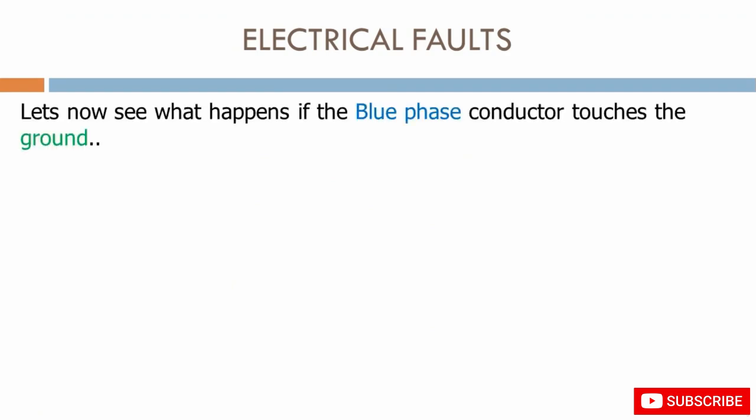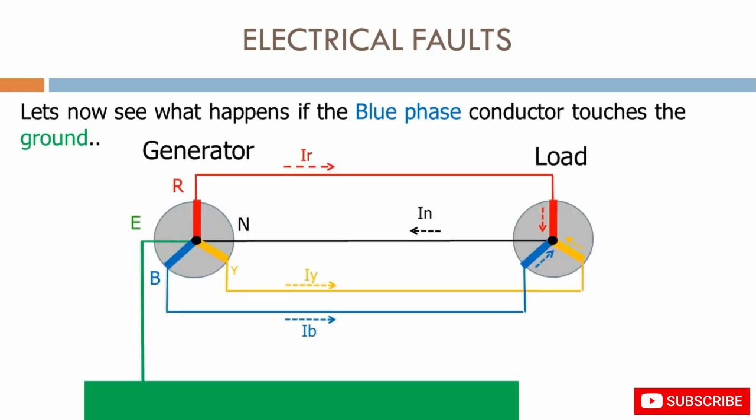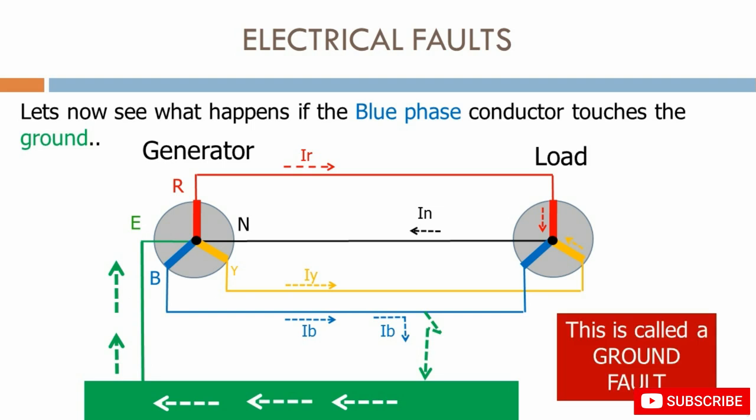Let's now see what happens if the blue phase conductor touches the ground. This time, instead of the blue phase current going onto the load, it goes through the conductor, through the fault, through the ground, through the generator ground connection, and back to the generator neutral point. This path has a lower resistance than going through the load, therefore the current increases substantially. This scenario is called a ground fault.